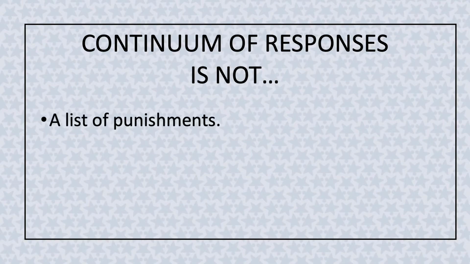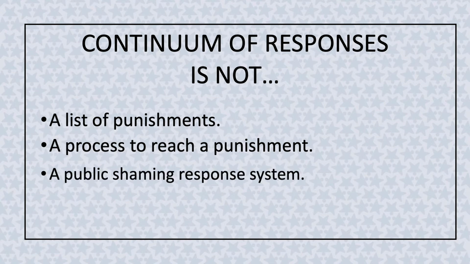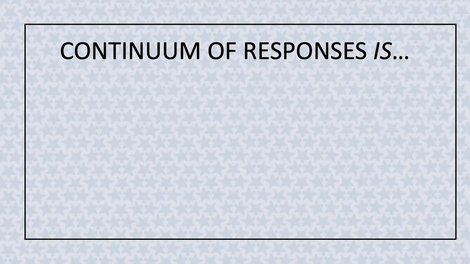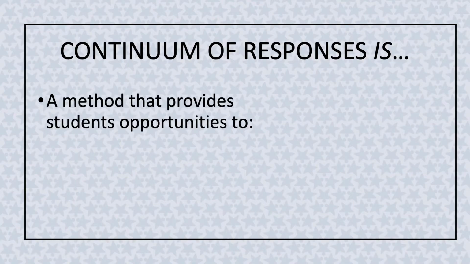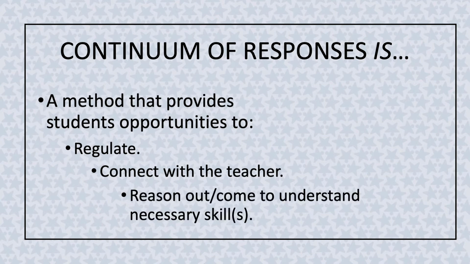Here is what continuum of responses is not. It is not a list of punishments, nor a process for teachers to follow in order to reach a punishment. It is not a public shaming response system such as a clip chart or placing a name on the board. And it is not a privilege level system. Continuum of responses is a method of providing opportunities to help students regulate, connect with the teacher, and it allows the student to reason out or come to understand the skill they need to achieve.